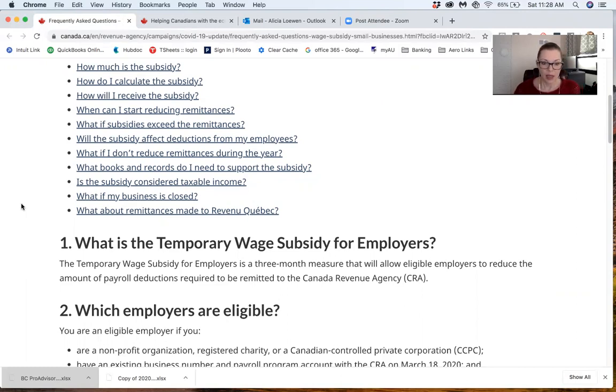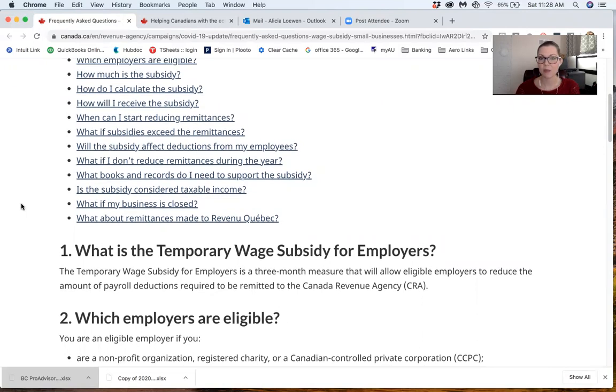So it will be for the next 3 months. So it's from now until June. And you do not have to apply for it. So this is something people have been asking me, if there's some sort of application that employers need to fill in. No, the way that the subsidy is going to be administered is it's essentially like a discount on your source deductions.